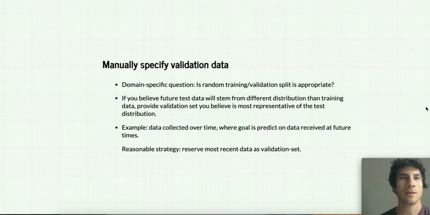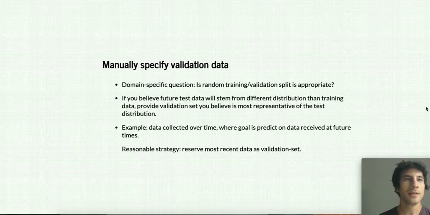Whether or not a random training validation split is appropriate for a particular application is hard for an AutoML system to determine by itself. It often requires domain knowledge. If you believe that your future test data will actually come from a different distribution than the training data, you should aim to provide the validation set you believe is most representative of the test distribution.